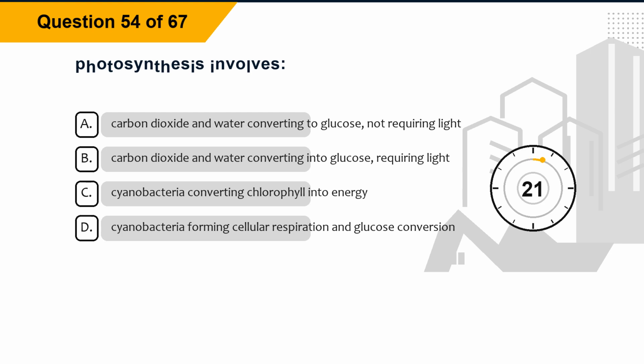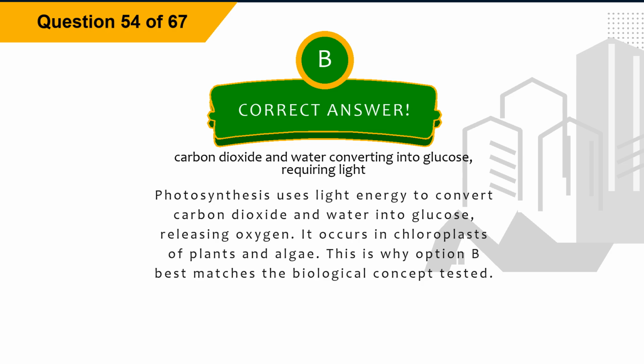Question 54. Photosynthesis involves. Option A, carbon dioxide and water converting to glucose, not requiring light. Option B, carbon dioxide and water converting into glucose, requiring light. Option C, cyanobacteria converting chlorophyll into energy. Option D, cyanobacteria forming cellular respiration and glucose conversion. The correct answer is option B, carbon dioxide and water converting into glucose, requiring light. Explanation. Photosynthesis uses light energy to convert carbon dioxide and water into glucose, releasing oxygen. It occurs in chloroplasts of plants and algae. This is why option B best matches the biological concept tested.